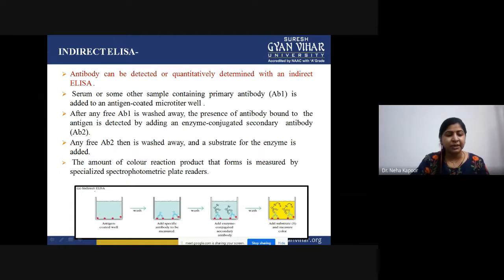As you can see, this is a microtiter well, and here these pink colors are showing antigens. That means this complete well is coated by antigen.